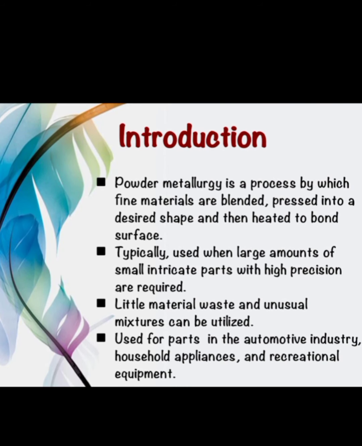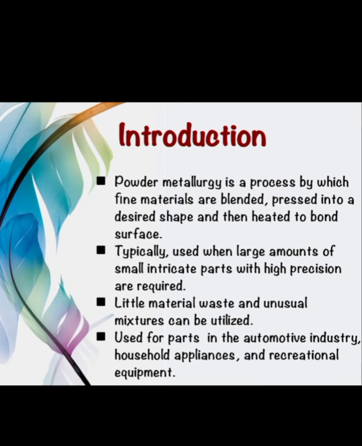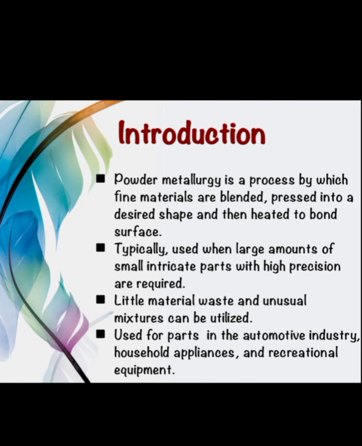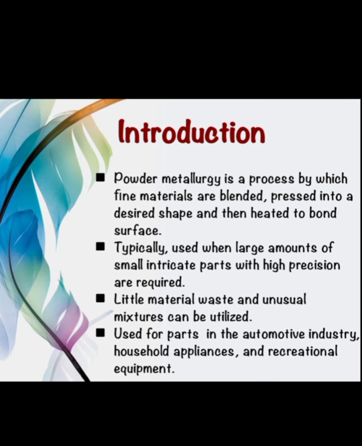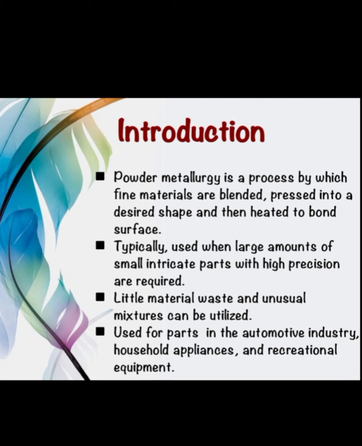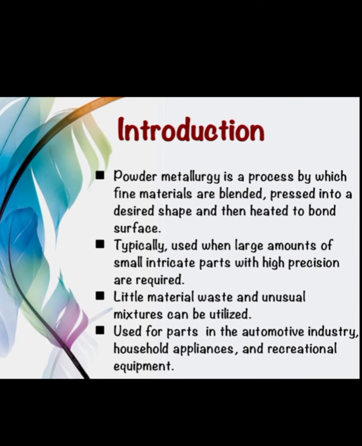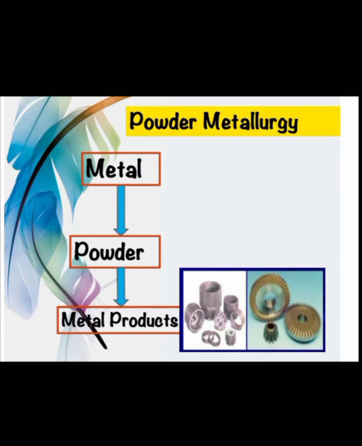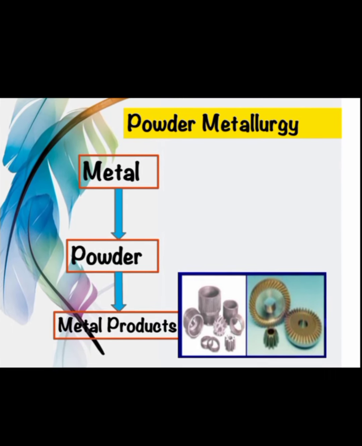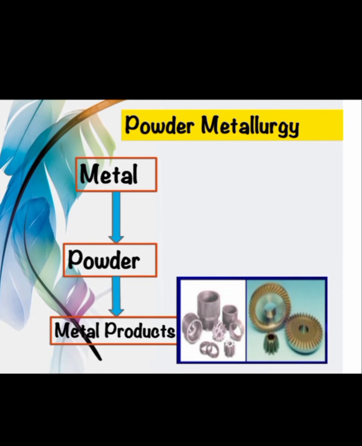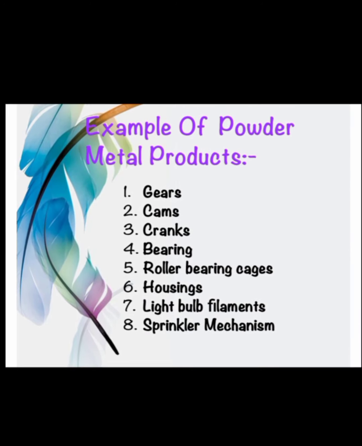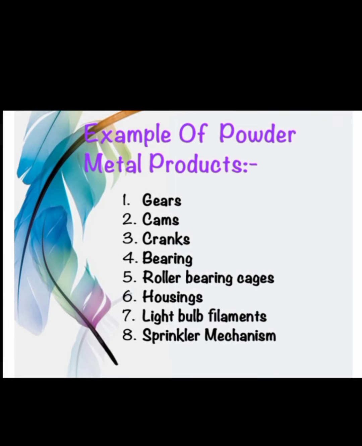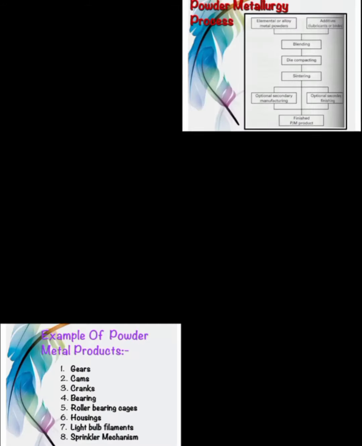Introduction. Powder metallurgy is a branch of mechanical engineering, and it is mainly a manufacturing process used to make very intricate shapes. Intricate means shapes that are difficult to make by other methods such as casting, forming and machining. So they are produced using powder metallurgy, and as the name suggests, powder. That means we use metal powders in order to form components. In simplest words, we can say that metal is converted into powder, then powder is converted into various metal products. Examples of powder metal products: gears, cams, cranks, bearings, roller bearings, housings, etc.